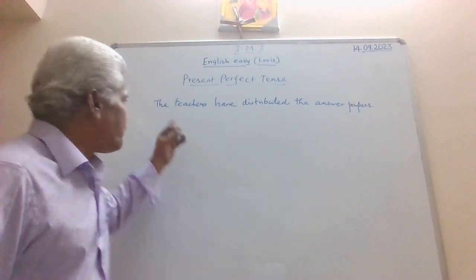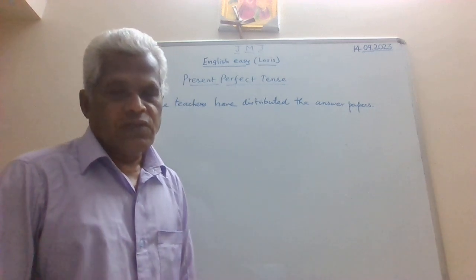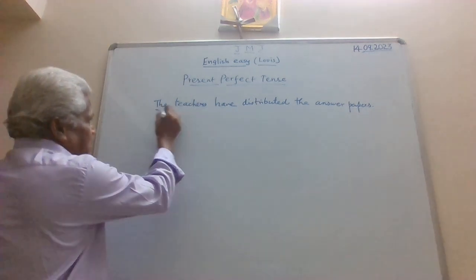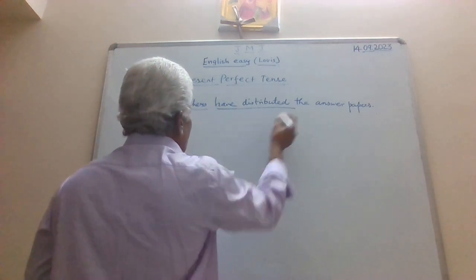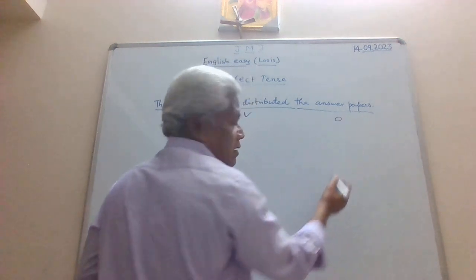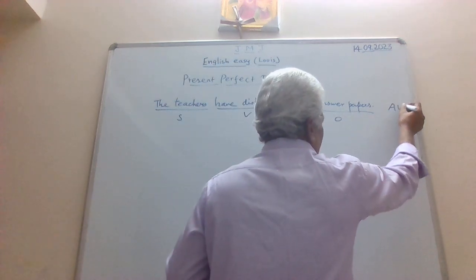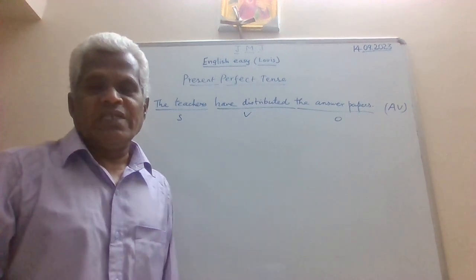So let's come now. The teachers have distributed the answer papers. So, what is the subject? The teachers is your subject and have distributed is your verb. The answer papers is your object. And of course, this is in active voice. How can we write passivation here?